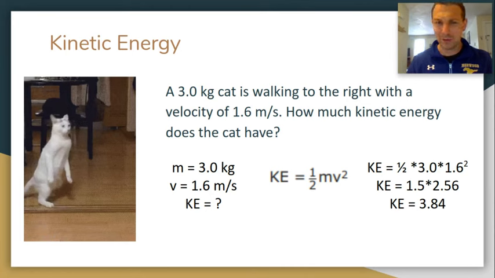But you might realize that we're not done yet, and that's because kinetic energy definitely includes units, like pretty much every equation you've done this year. So we have to make sure that we express the correct units, the SI units of joules. So the answer to this problem is that the cat has a kinetic energy of 3.84 joules.